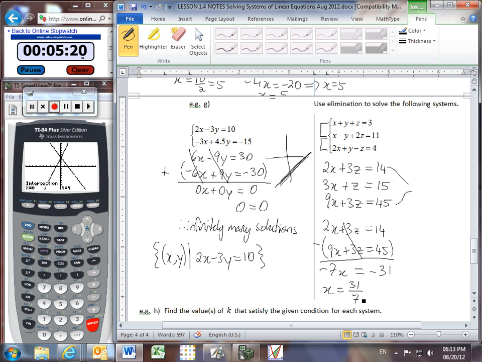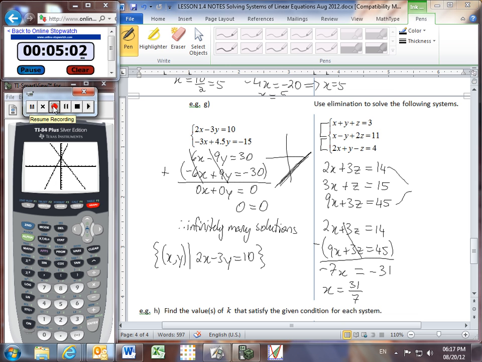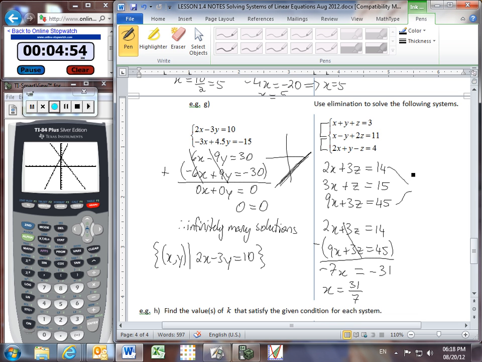Now we would bring our x back into one of these equations and figure out what z is. And then we would bring our x and our z back into any of the original equations and figure out what y is. So we'll substitute this x equals 31 over 7 into this first equation.